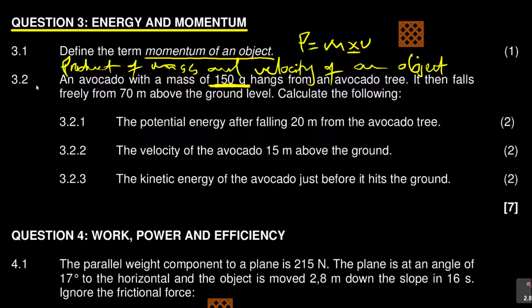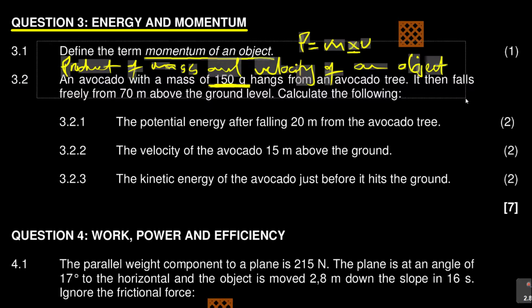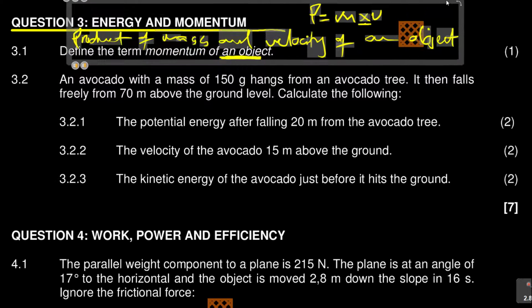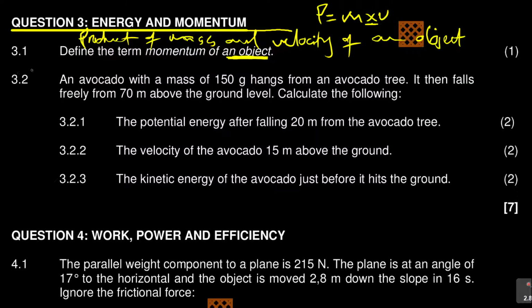Let's take this up here. We don't want this to be disturbing us, so let me remove it out of the way. So what are they saying? They are saying an avocado with a mass of 150 grams hangs from an avocado tree. It then falls freely from 70 meters above the ground level.